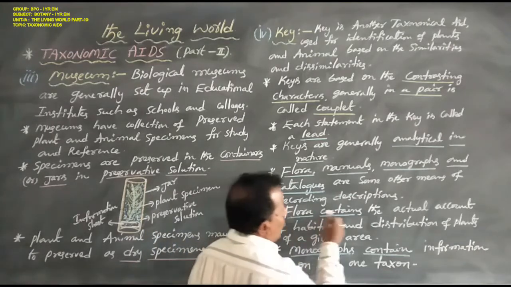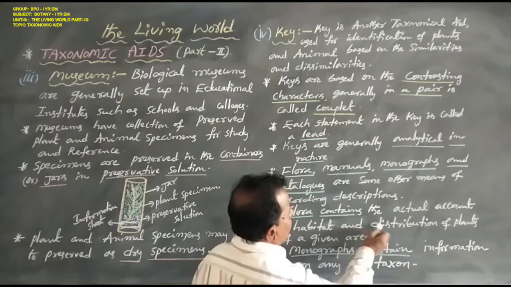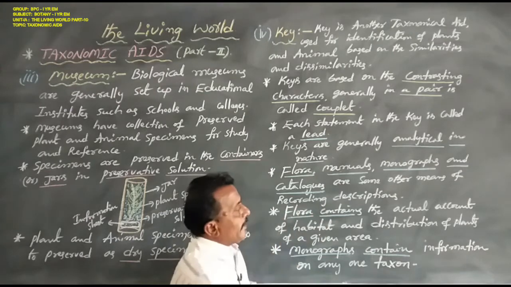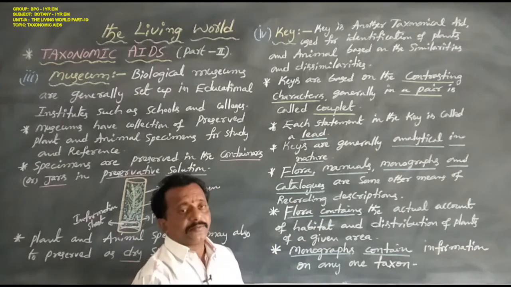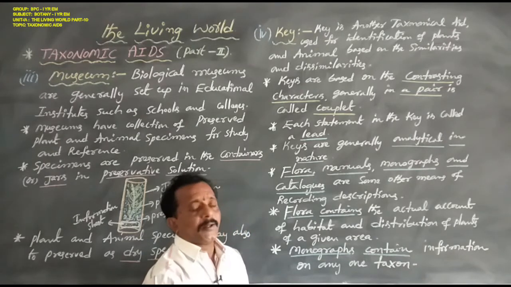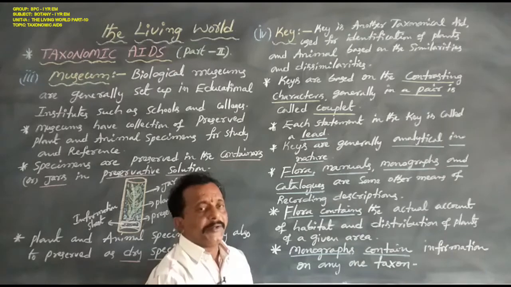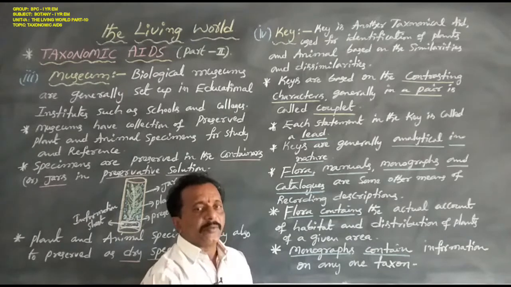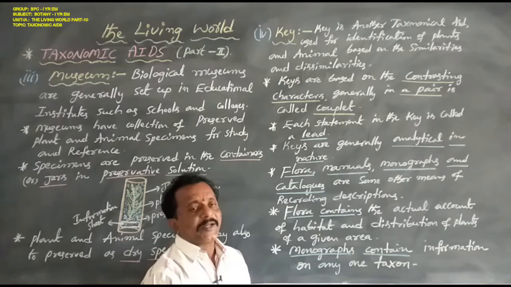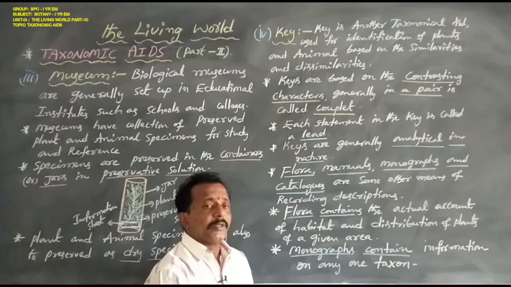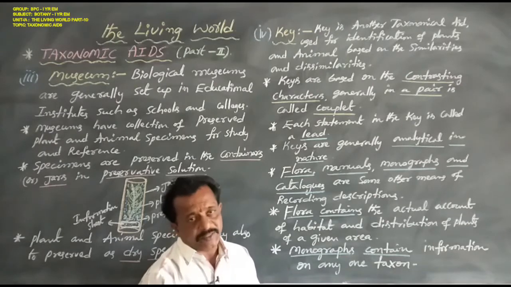Flora contains the actual account of habitat and distribution of plants of a given area. For example, India flora, Arabic flora, Nalgonda flora. Nalgonda flora only describes the Nalgonda plant specimens. India flora describes the plant specimens of all the states. Arabic flora book describes only Arabic plant specimens.